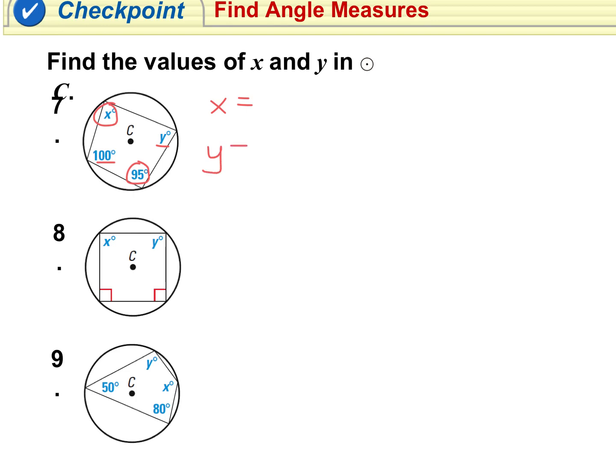What did you get for Y? 85. Yep. Good. What about number 8? What do those boxes mean? They're right angles. So their opposites are also right angles. On number 9, give me a pair of opposite angles. Y and 80. And then 50 and X. Good.